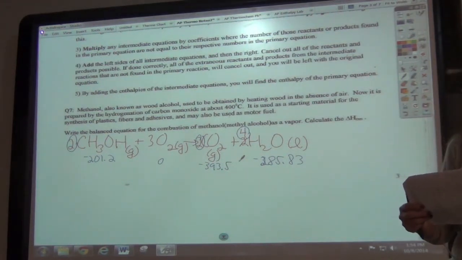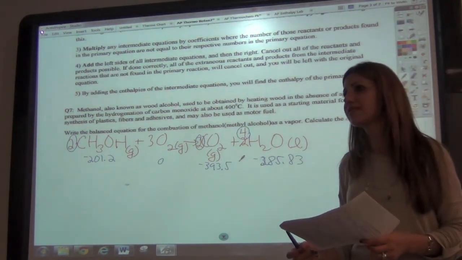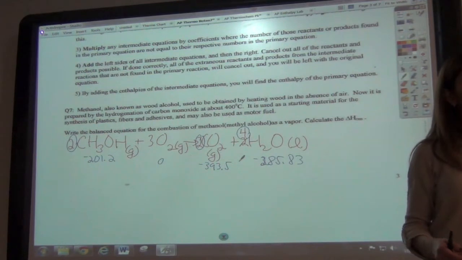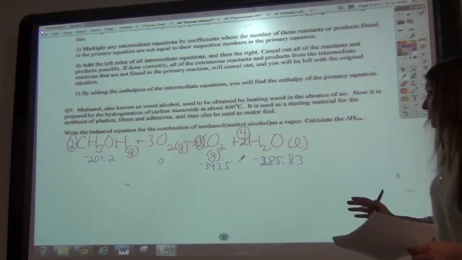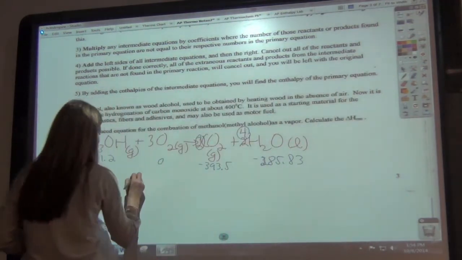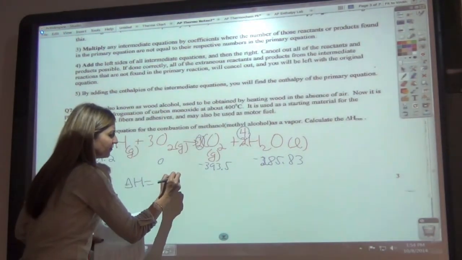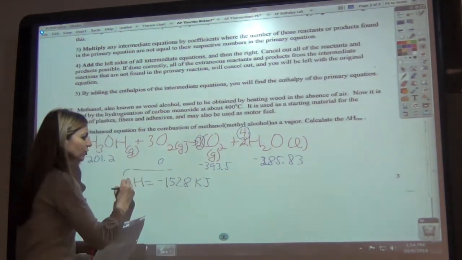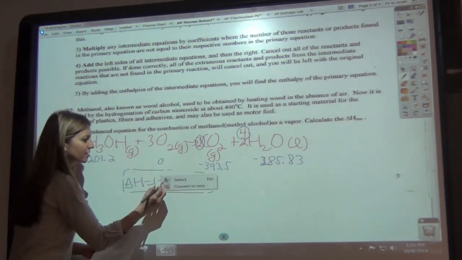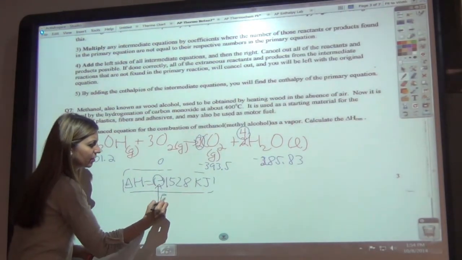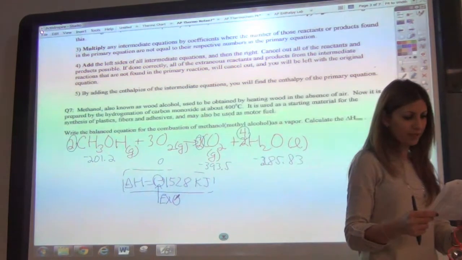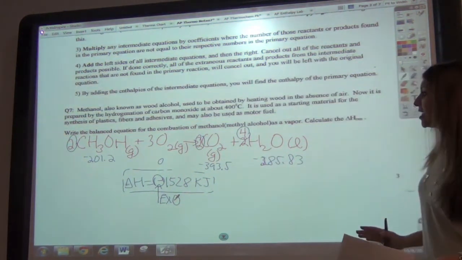Is it negative 1527.9? Yeah. Okay, good. Anybody else? What are you getting? Negative 1527, so negative like 1528. So for this, the delta H is equal to negative 1528 kilojoules, which means that this reaction is very exothermic. Okay? It's highly exothermic.